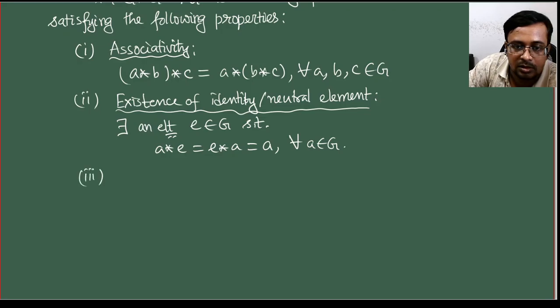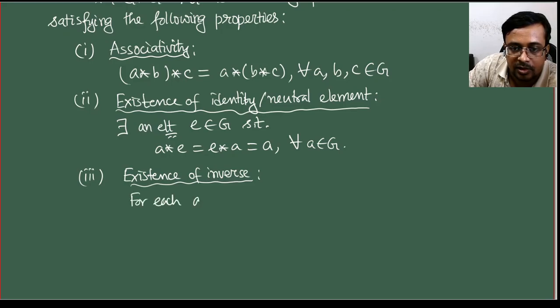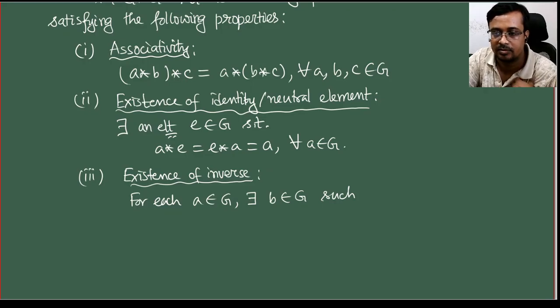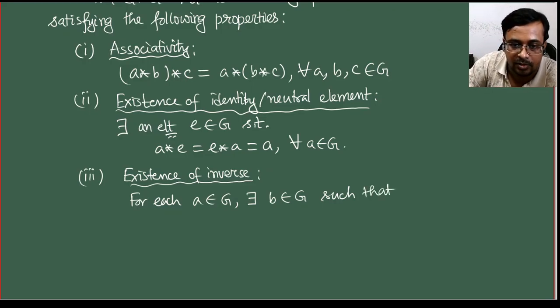The third thing we want is that every element should admit its inverse. Existence of inverse: for each A in G, there should exist an element B in G such that A star B equals B star A equals E. So in this case, B is called the inverse of A. Okay.